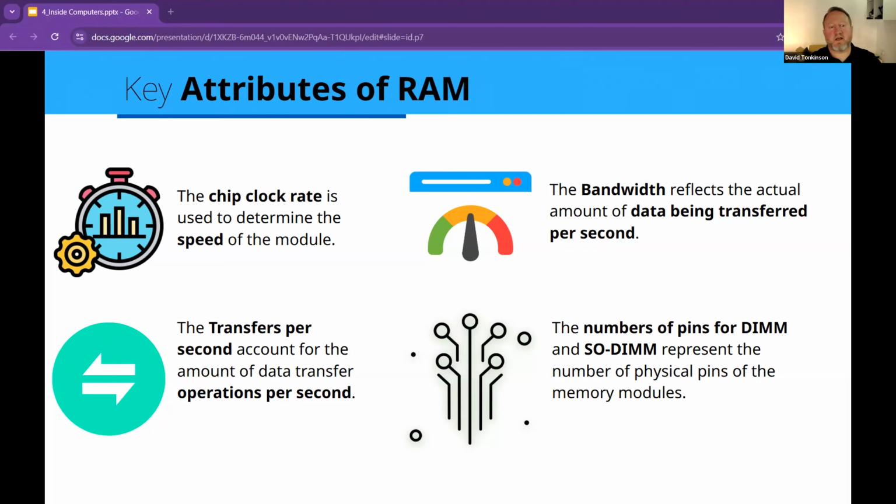And then we also have transfers per second. This accounts for the amount of data operations. This is different from the bandwidth. It's the amount of data operations that can be performed by that chip. And then we have the number of pins for a DIMM and SODIMM, which represents the number of physical pins in that memory module. So when we're buying memory, this is the stuff we're basically interested in, as well as the size of that memory. So a memory chip will normally come with a size, clock rate, bandwidth, transfer, and a number of pins. So let's put that into a bit of an example.